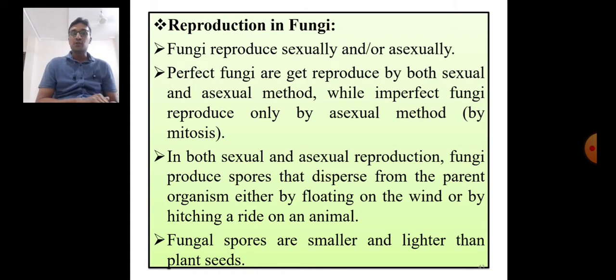In both sexual and asexual reproduction, note what the fungi do. What does the third point say? In both sexual and asexual methods of reproduction, fungi produce spores. Fungus are producing the spore, and this spore is dispersed from the parent organism.